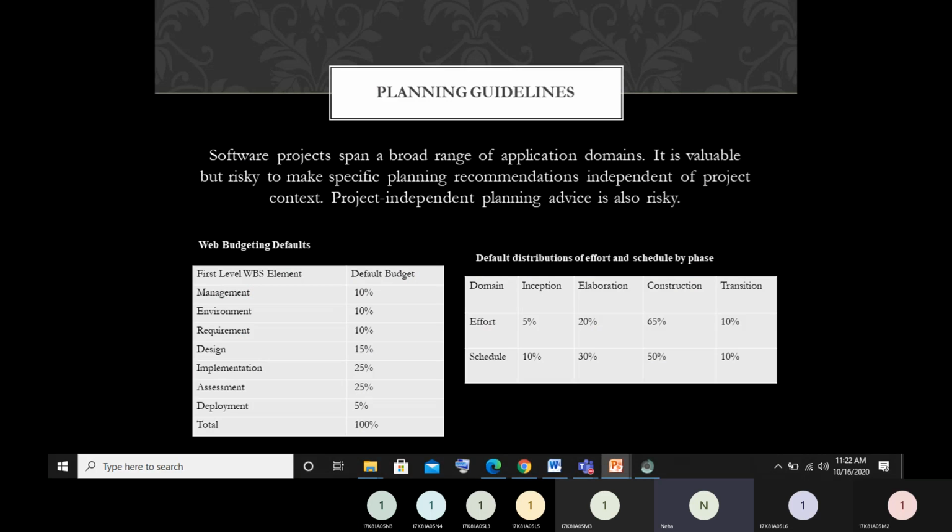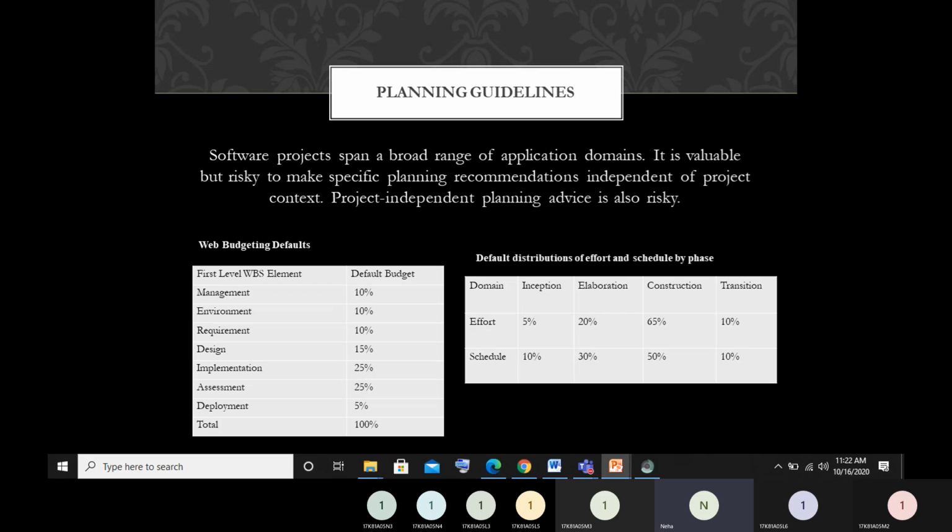Then comes this part, these two simple things that I told you. During the first level WBS, the first planning comes: how much budget we have to give to what workflow, to what phase. So management, environment, requirement phase occupies 10% of the budget. Then design part occupies 15% of the budget.